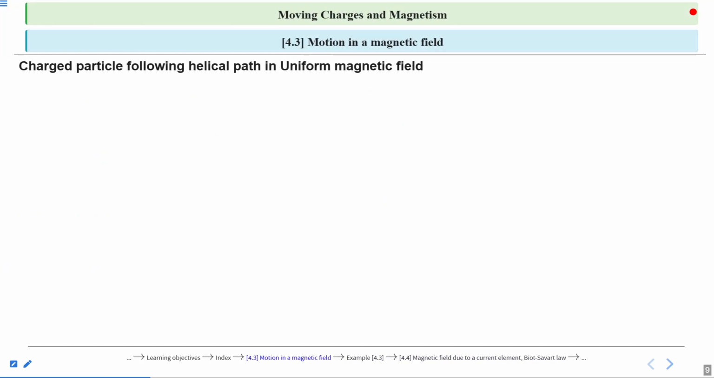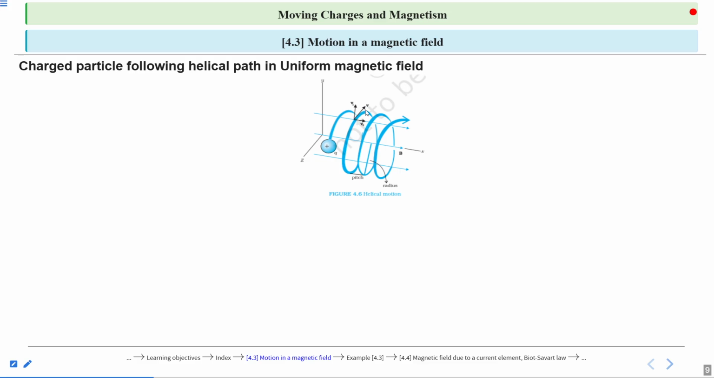Now, charged particle following a helical path in a uniform magnetic field. So this is a helical path. How is this path formed? If the velocity is not perpendicular to the magnetic field. Okay, so the magnetic field is in the x direction. You can see in diagram 4.6, the magnetic field is along the positive x-axis, and this velocity v is not perpendicular to this B.